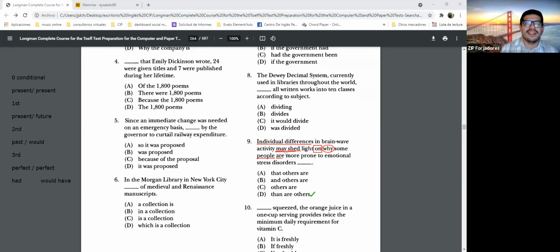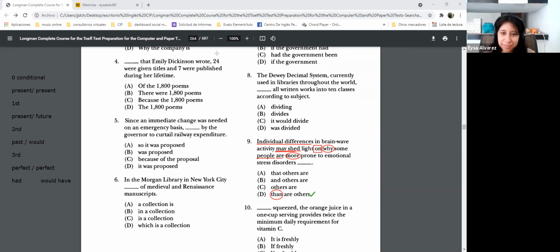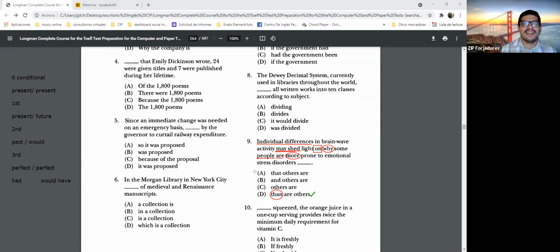So let's put it here in a circle. More, and then that's it. So it cannot be letter A because it's with than, not with that. And letter B cannot be why because it's a conjunction, so it doesn't make any sense. Remember, a conjunction goes after a comma or joins two of the same structures.